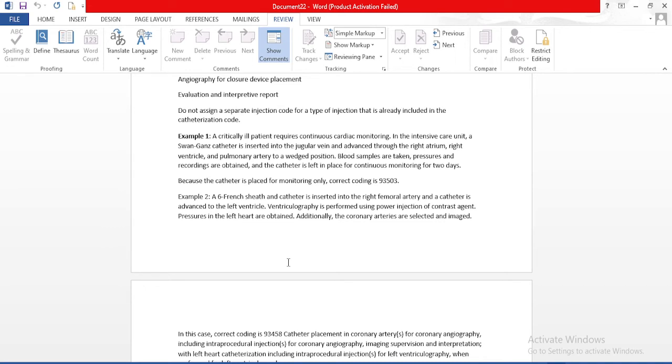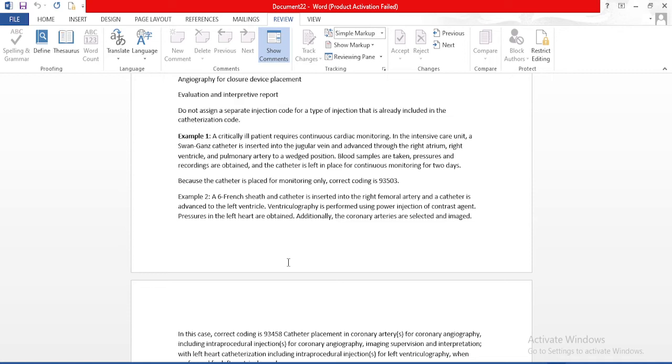Blood samples are taken, and pressures and recordings are obtained. The catheter is left in place for continuous monitoring for 2 days. Because the catheter is placed for monitoring only, the correct coding is 93503. Here the catheter is not for therapeutic purpose, only for monitoring purpose. So we need to code Swan-Ganz catheter placement.